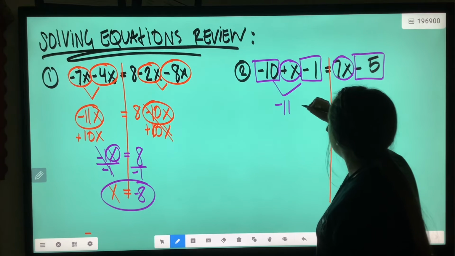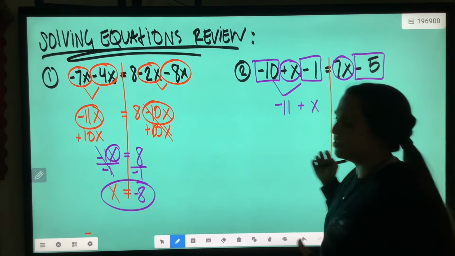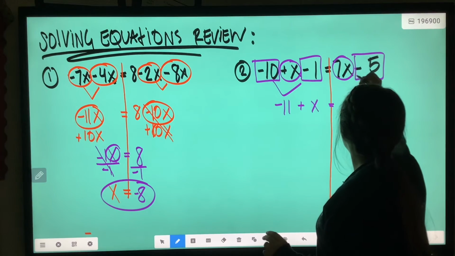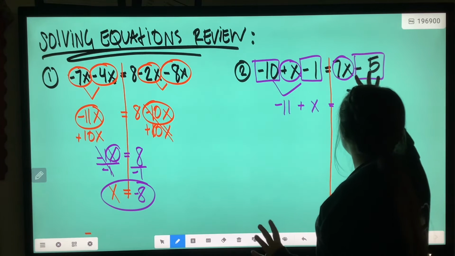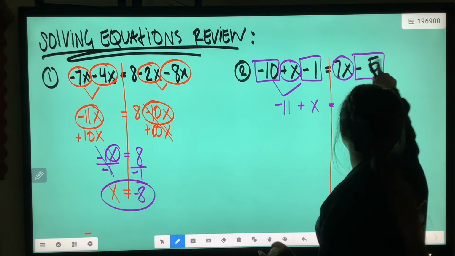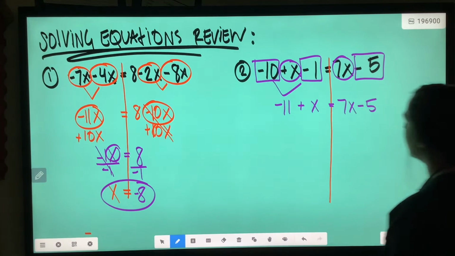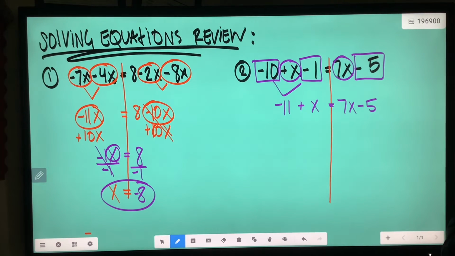And on this side, this plus x, nothing happened. It didn't go with anything just yet, so I rewrite it. Write my equal sign. These two aren't like terms at all. They're different. One has a variable and one doesn't. So I rewrite it, just like this. It's ready to go. Now I have another equation.